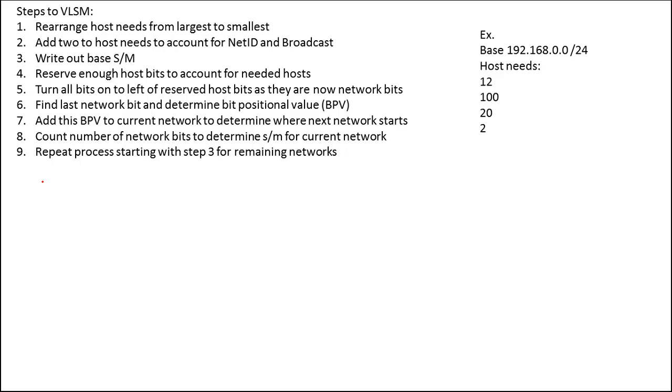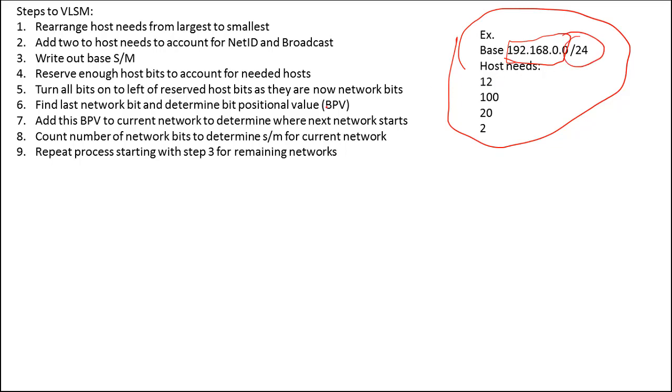So let's take this example over here to the right. We've got our base network 192.168.0.0 and a base subnet mask of a /24. The first thing we're going to do is rearrange our host needs from largest to smallest. So we'll start out with 100, then we'll move to 20, then 12, and finally 2.